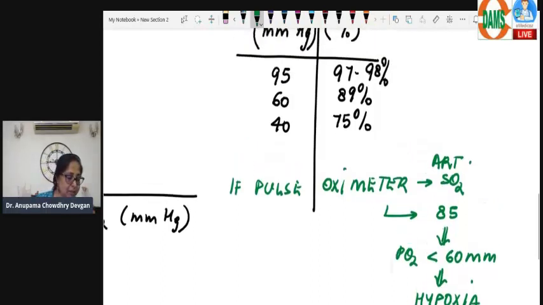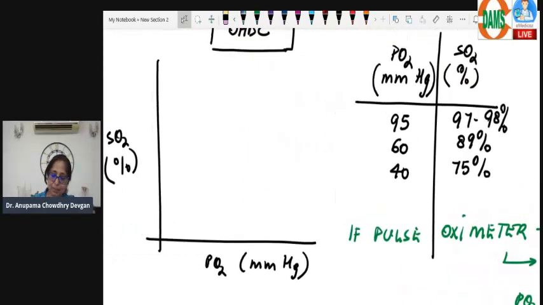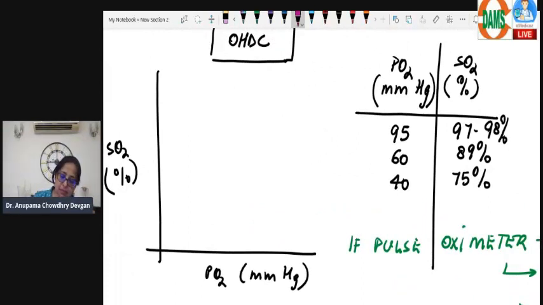So these are three important values which you must know. When I plot these values, PO2 50, 100, saturation 50, 100. PO2 of 95 corresponds with the saturation of 97 to 98%. PO2 of 60 corresponds with the saturation of almost 90%. PO2 of 40 corresponds with a saturation of 75. At different points, if I see the saturation, I will get this curve.